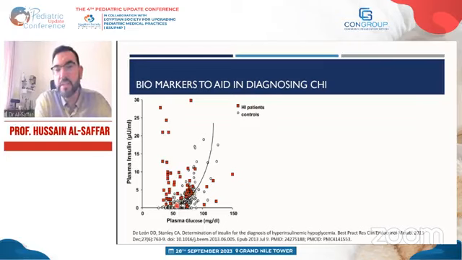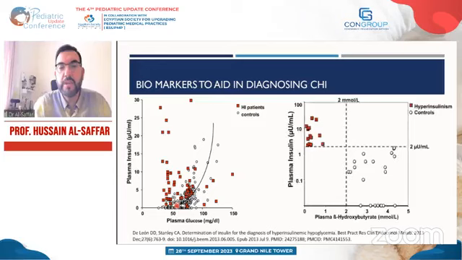This is very important, because sometimes we see labs saying the insulin is within the normal range, but that is inappropriately normal. It shouldn't be within that normal range if the patient is hypoglycemic. Beta cells should be switched off. So any detectable insulin in the setting of severe hypoglycemia is enough to diagnose hyperinsulinism.